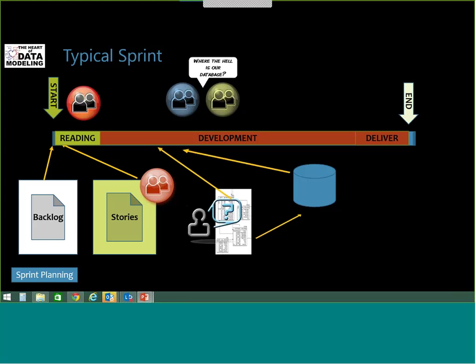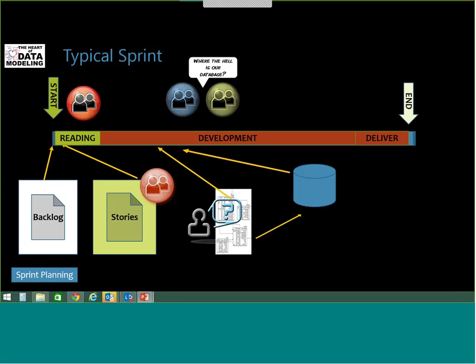And yet, in a typical sprint, people think that the database design and therefore the data models are going to be developed and delivered as the result of reading these stories, not talking to any users, and the developers are told, go, start coding. And so we have our two developers up there at the top saying, where the hell is our database? And me as a data modeler saying, hold on, I have a bunch of questions. Well, guess what? That's perceived as being really dysfunctional.